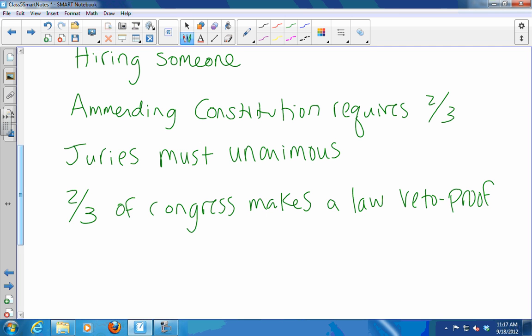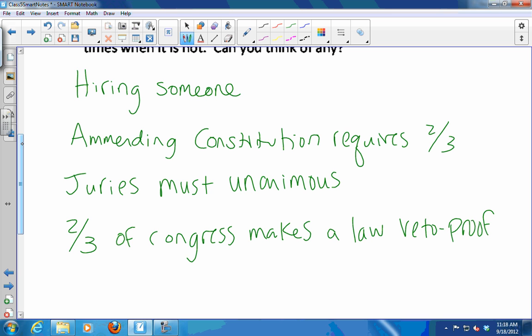So those are all good examples. And with hiring someone, if you're on a hiring committee or you work for a company, they could set this anywhere they want. They could say this is a majority, this is 60%, this is a 2/3 majority. They could require 75% agreement. So this could be anything decided by the company.